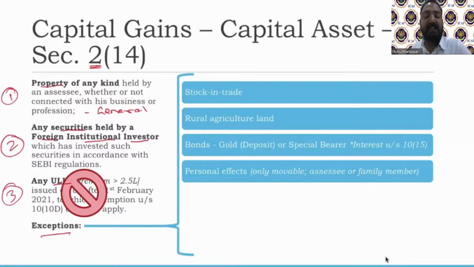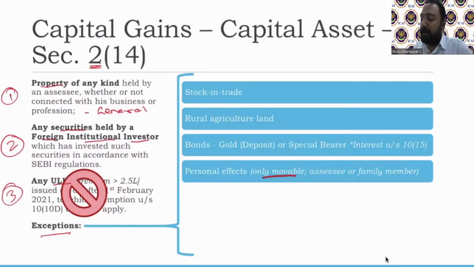And then coming to personal effects. They're specifically excluding personal effects. But what personal assets? Only movable. So a residential property, being immovable, is still a capital asset. But if it's a movable asset, what can be the movable assets as far as an individual is concerned? First thing that could come to your mind is motor car, right? The vehicle, the car that you drive, the bikes that you drive. So they are called movable assets, which means they are not capital assets.